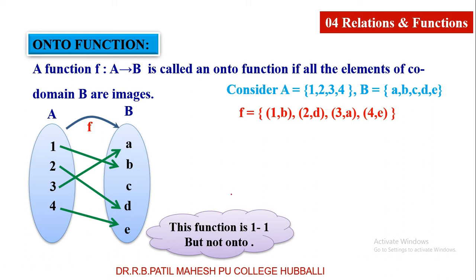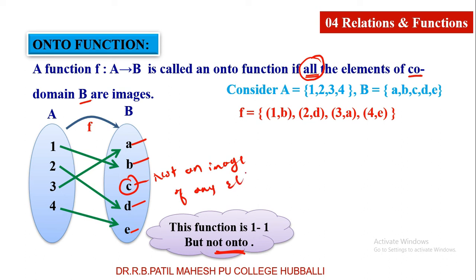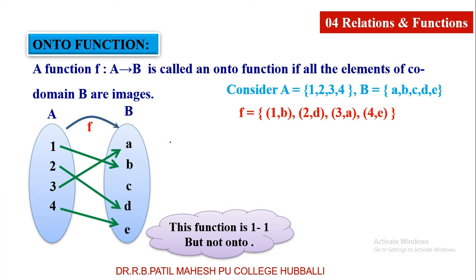Our discussion is on onto. This function is not onto. Why? The definition says all elements of the codomain. Here A is an image, B is an image, D is an image, E is an image, but C is not an image. This is not an image of any element of A. Therefore this is not an onto function. The definition of onto says every element should be an image, but here we failed. That's why this is not an onto function.